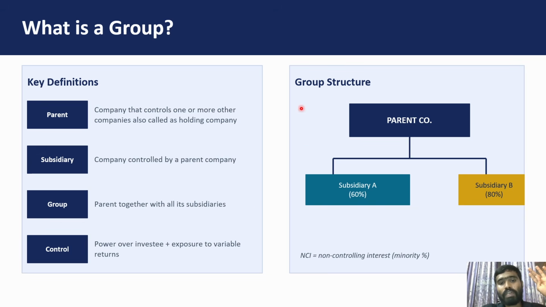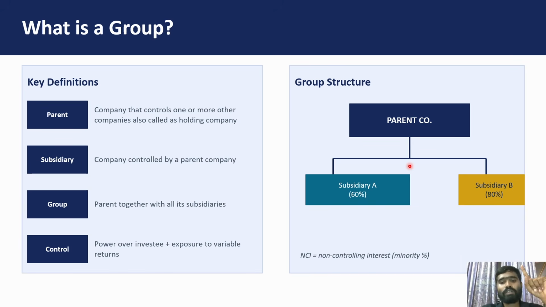Next, if you see our example, we have a parent company. Under the parent, there are two companies, or we will call them children or subsidiaries. So first, in subsidiary A, parent has 60%, in subsidiary B, parent has 80%. The rest, 40% and 20%, is held by others, which we will call minority interest.